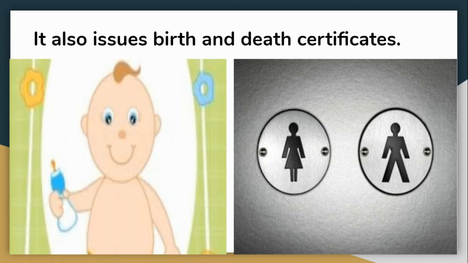When a baby is born or a person dies, the people in their family fill up a form. Then they give the form to the municipality, which issues a certificate. This helps the municipality know about the number of people living in the town or city. So we can say, children, that it also issues birth and death certificates.